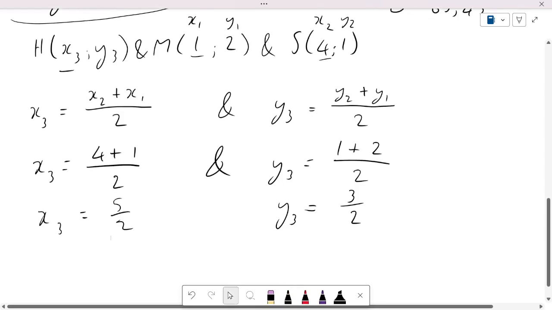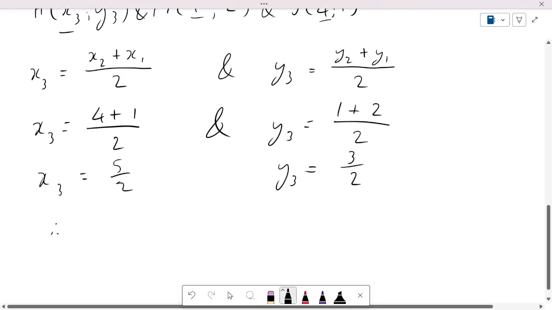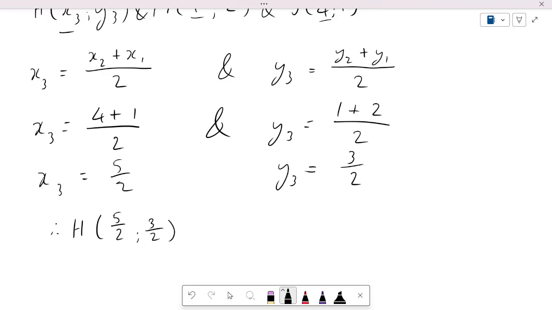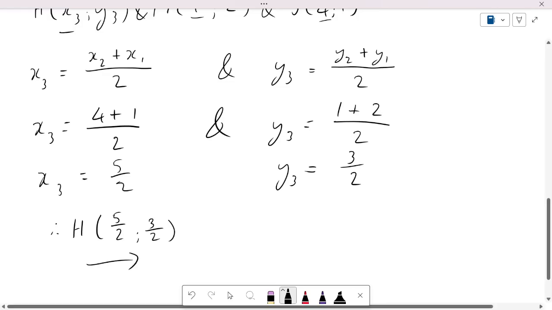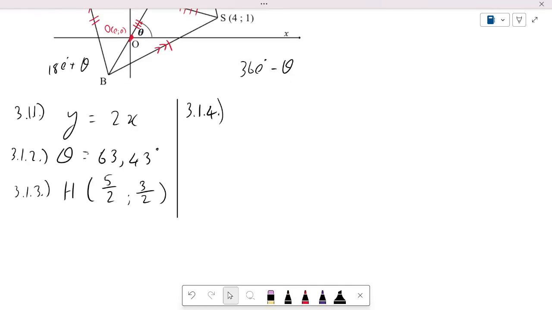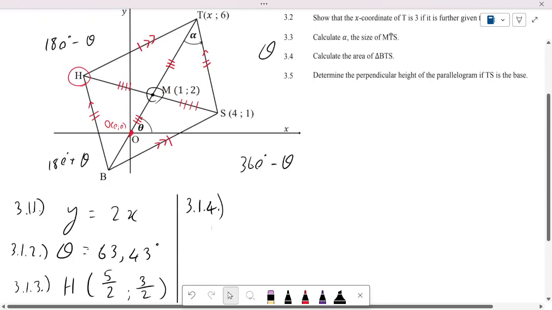And then therefore, our coordinate of H will be 5 over 2, sorry, not 5 and 2, 5 over 2, and the y coordinate would be 3 over 2. And there's our answer for H. So 3.1.4, whoa, hold on, 3.2 actually.